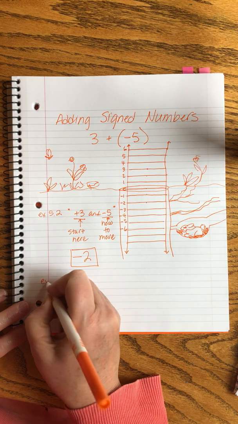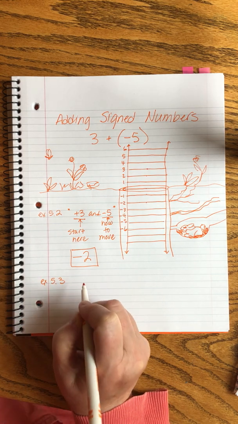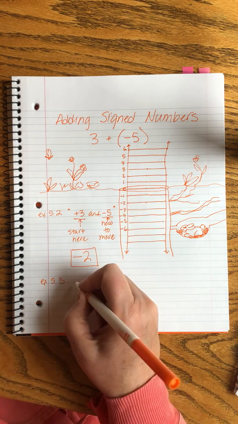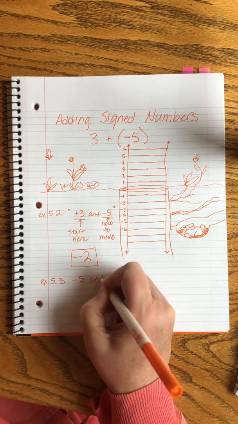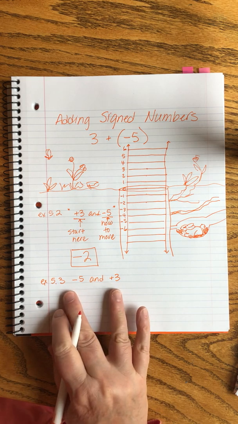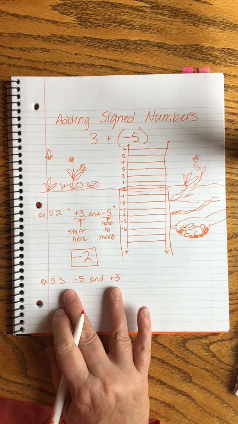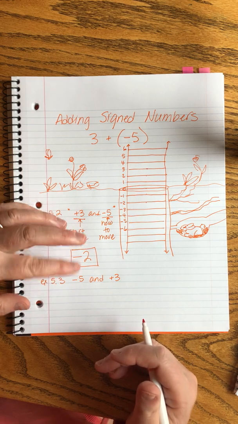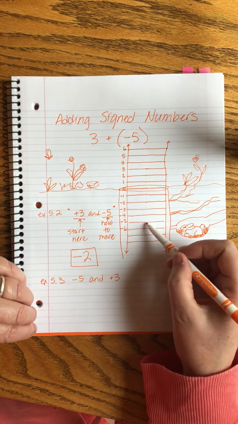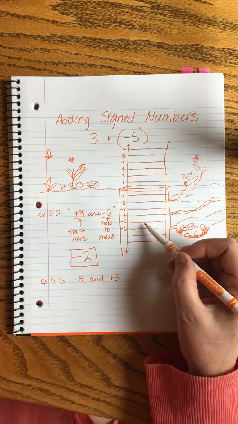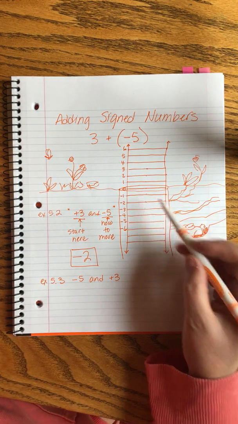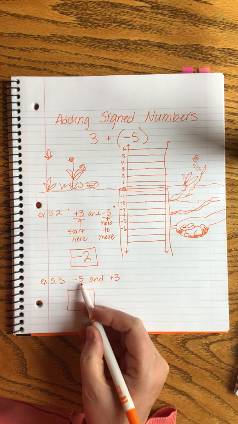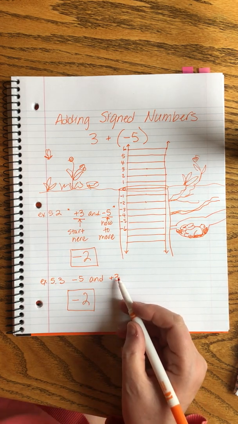Okay, let's do another one, 5.3. Use directed numbers and the number line to add -5 and +3. Again, we're not writing these as math problems yet, it's just a sentence. So again, we start at -5, all the way down here, and then we go up 3. 1, 2, 3. Oh, look, it's -2 again. Okay, start here. This is how to move.